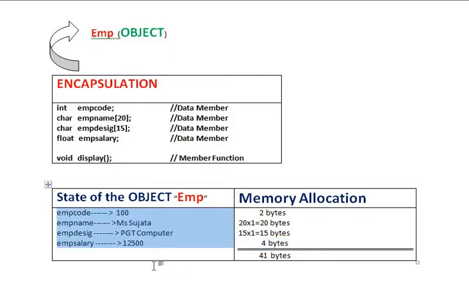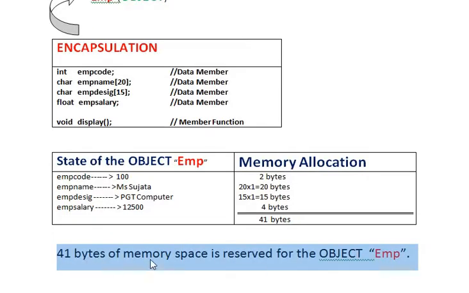Now, as all these values indicate the state of the object EMP, we can easily find out the total amount of memory space that shall be allocated for this object EMP. And that can be done by summing up all of these, which gives 41 bytes. So 41 bytes of memory space shall be reserved for the object EMP.